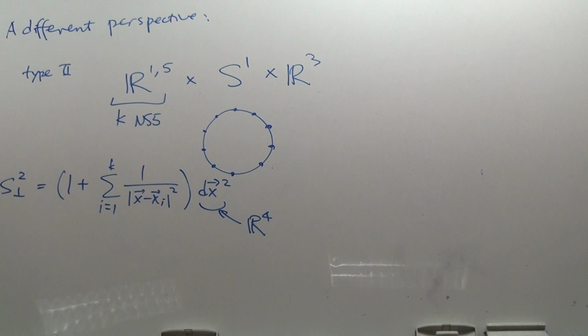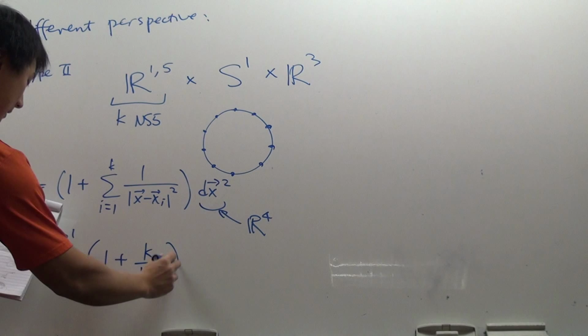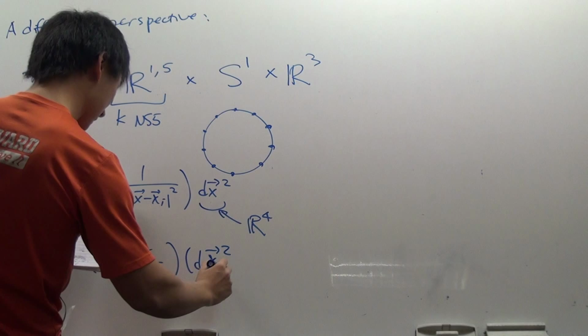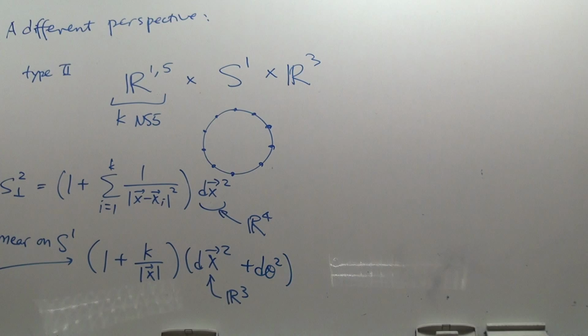Now, you can do this in flat space, in Euclidean R4, and you can also compactify one direction. If you smear on the circle, you just average over this, and it's easy to obtain the result, which is just 1 plus k over |x|. Now this |x| is the distance of some coordinate in the R3. Let me write the x squared. This is now the Euclidean line element on R3, and then there's dθ squared, with θ the angle on S1.